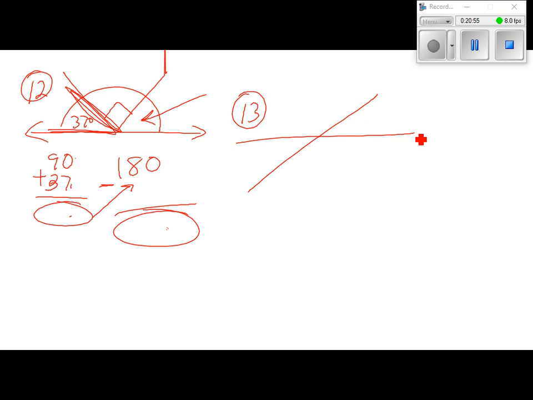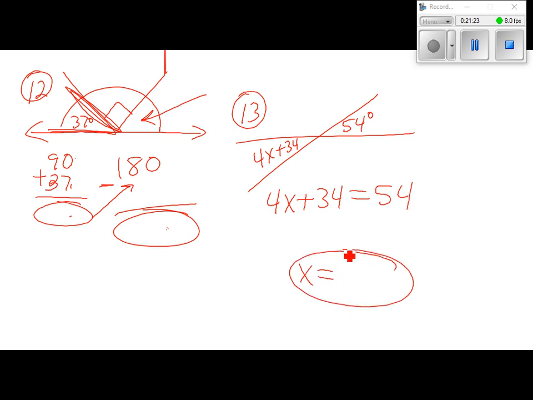Number 13, they give us a picture, it looks like this. My picture might not look the greatest. That's 54 degrees, and this is 4x plus 34 degrees. And they want us to find the value of x. Well, these two angles are vertical angles, so they have to be congruent. So 4x plus 34 has to equal 54. You solve that equation, and that's going to tell you what x is, and that's the answer they wanted. So you just solve that equation, and that'll be your answer.